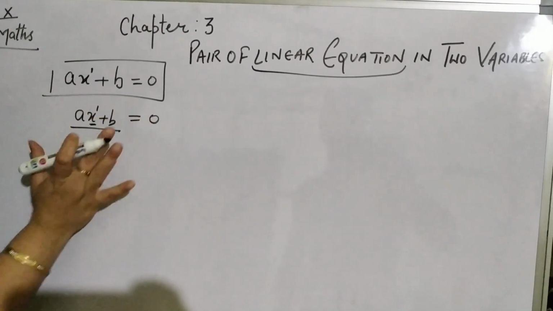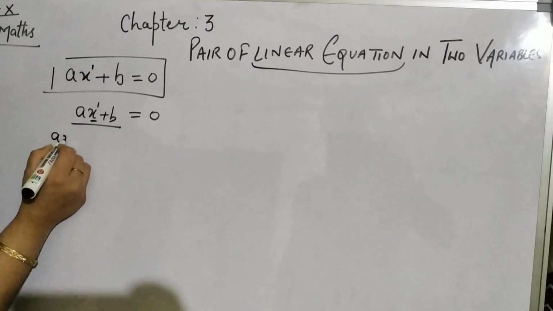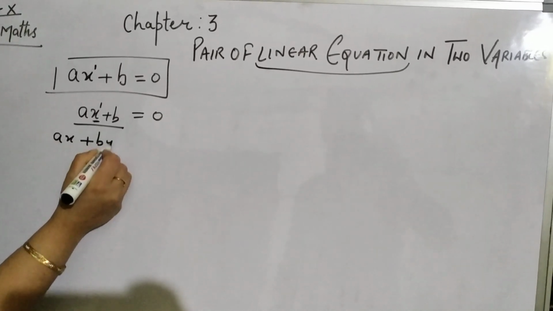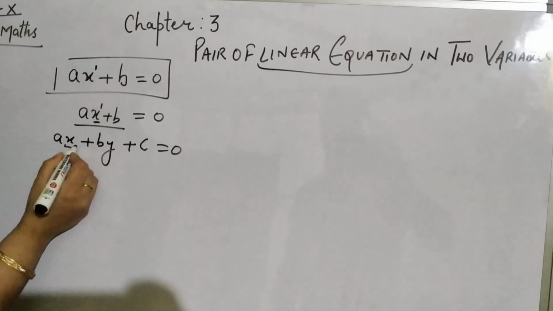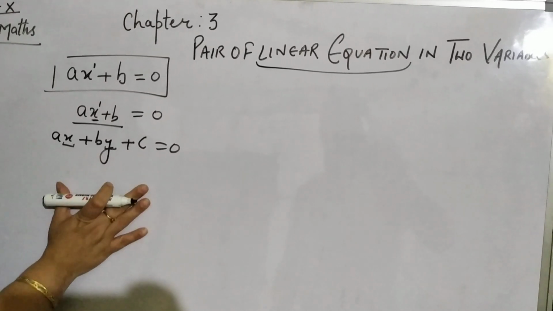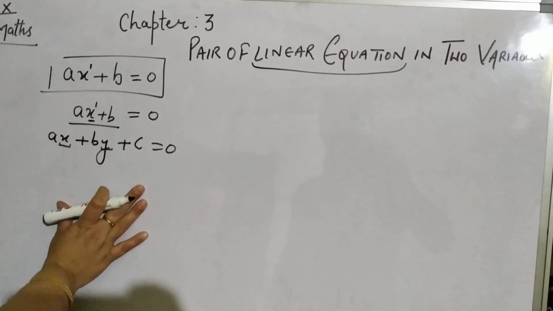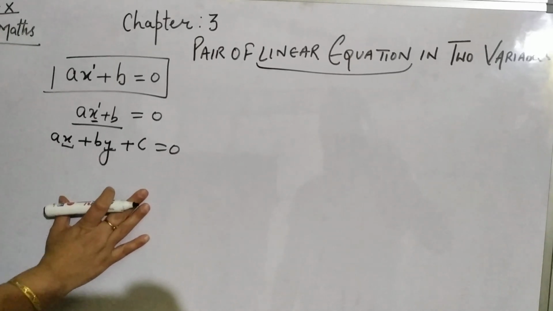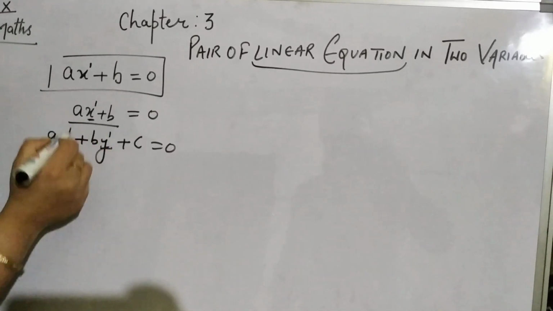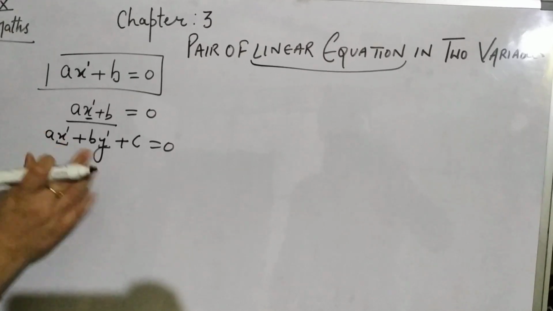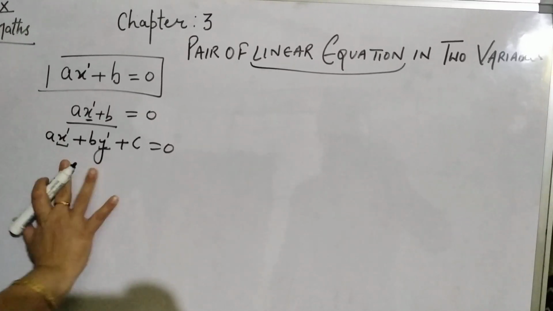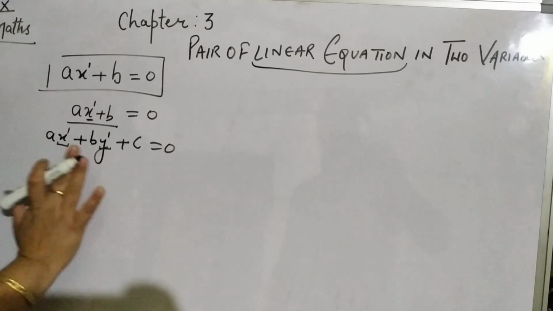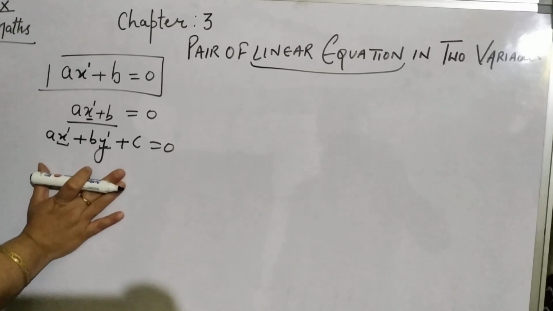So a linear equation in two variables will be written as ax plus by plus c is equal to 0. Right? Here two variables are there. Again it is a linear equation because the power of both the variables is 1. Here two variables are there, so this is a linear equation in two variables.